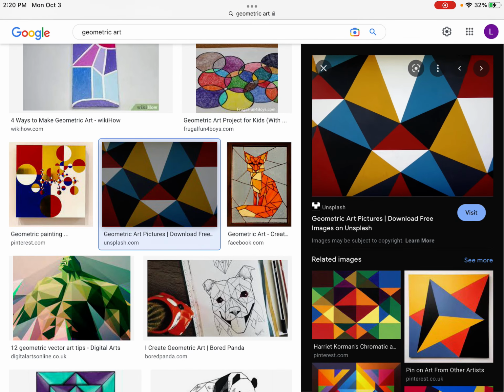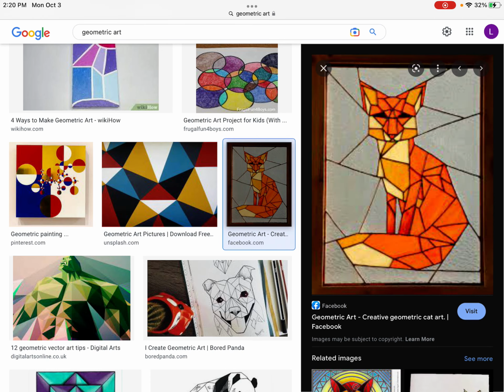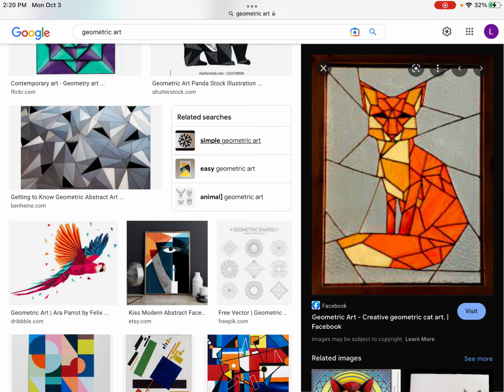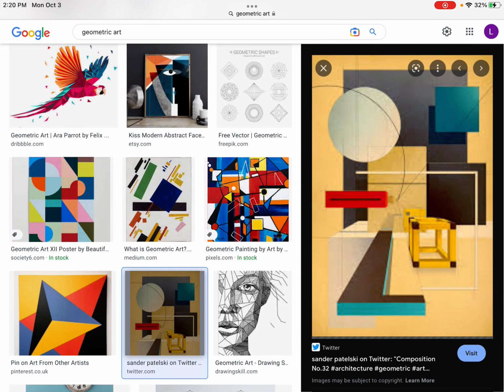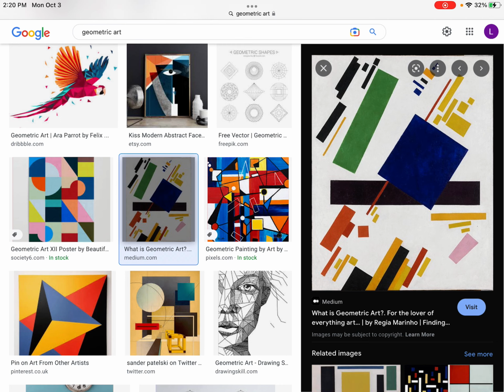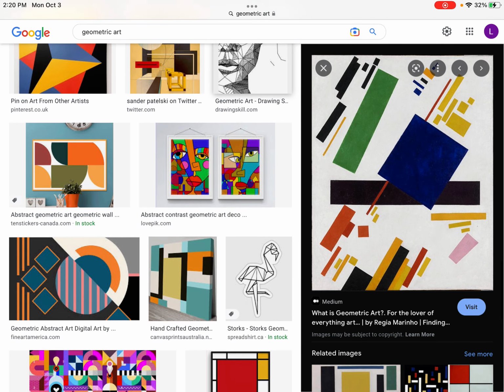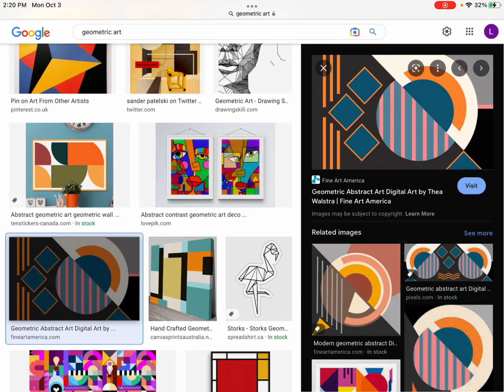So when you can only see geometrical patterns, then you're looking at geometrical art. But as soon as you can say, okay, that is an animal or a plant or a mountain or anything else, then you're no longer looking at geometrical art. This is 100% geometrical art, and this too, right? So there can be many things.